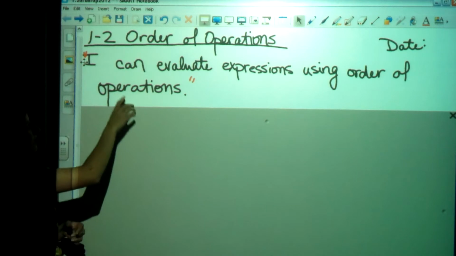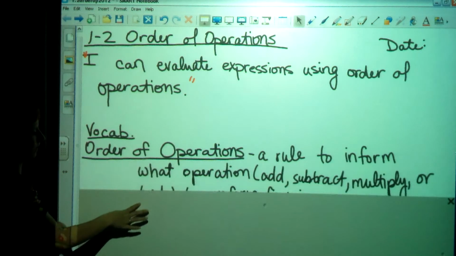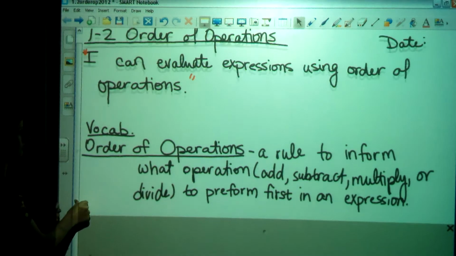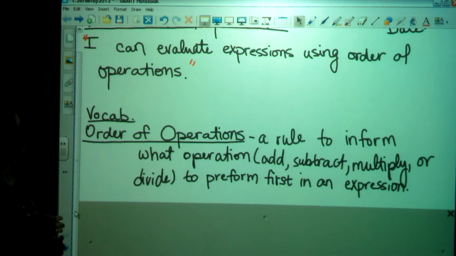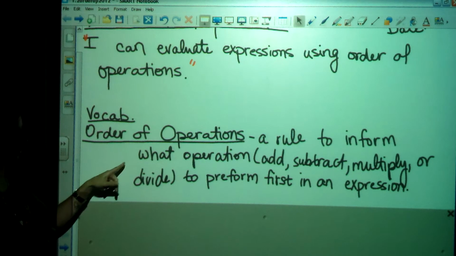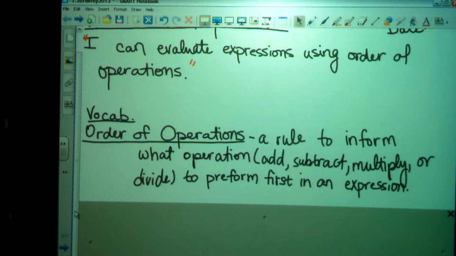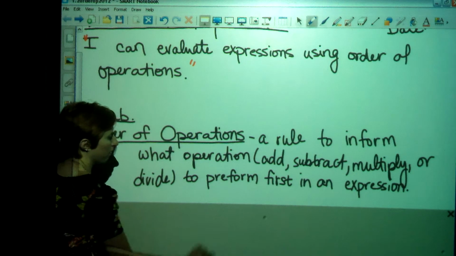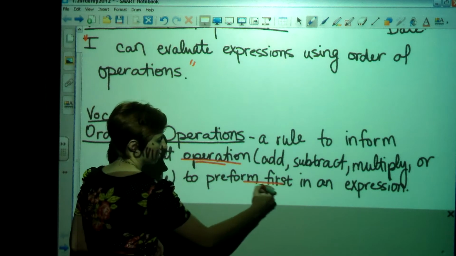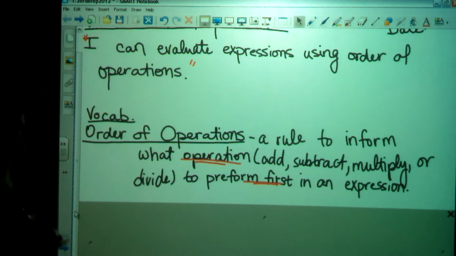So now to look at our vocabulary first. Our vocab starts off with order of operations. Order of operations is a rule to inform what operation, whether it be the operation to add, subtract, multiply, or divide, to perform first in an expression. So basically it's telling us what operation comes first in a big expression. So order of operations is a rule to inform what operation to perform first in an expression.